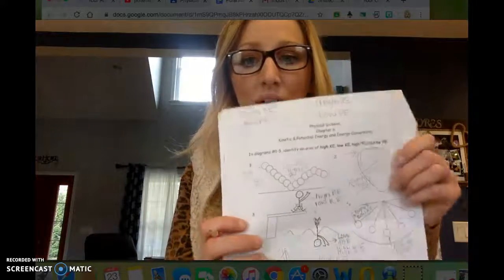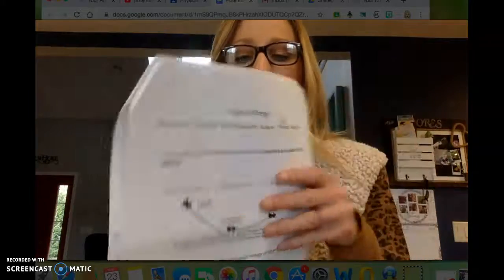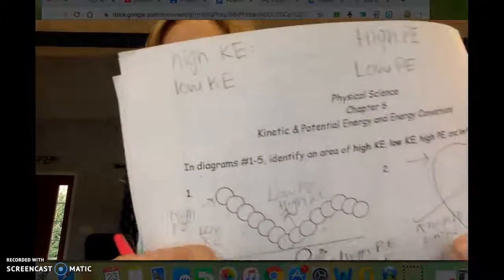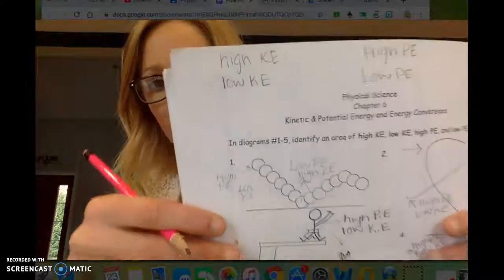Just wanted to check in, see how everyone's doing, and we are going to complete another page in your packet. So go ahead and get your packet out. We're going to complete this Chapter 6, Kinetic and Potential Energy and Energy Conversion page. All right, so once you have that pulled up, all you will need is a pencil today.